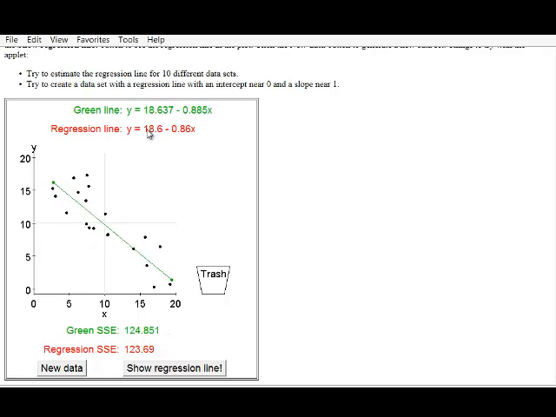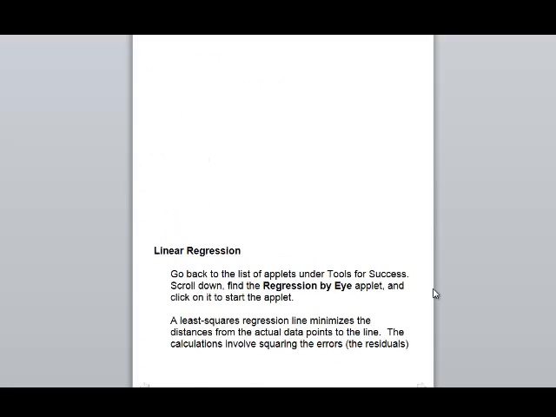And again, notice this is the actual regression line equation. I'm trying to get this one to be fairly close to it. Okay, so I don't know, that looks like that's about as close as I'm going to get. So there, that was pretty close actually. So this is what you're going to use on the second part of this activity.